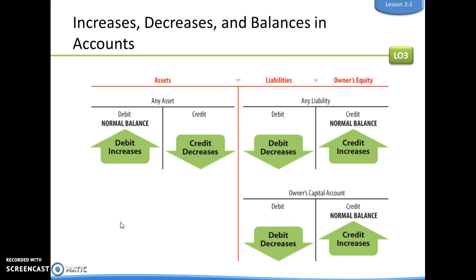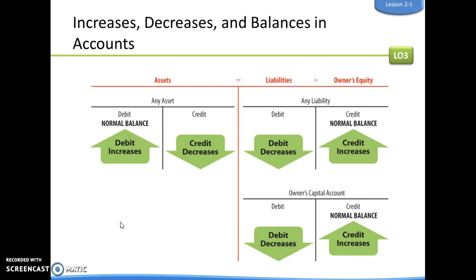You have to understand this to understand accounting. Because when you start breaking down transactions, you have to think about, is it an asset, liability, or owner's equity? You have to classify it first, and then you have to break it down into debit or credit. And then you have to know their balance. Which side is their normal balance side?